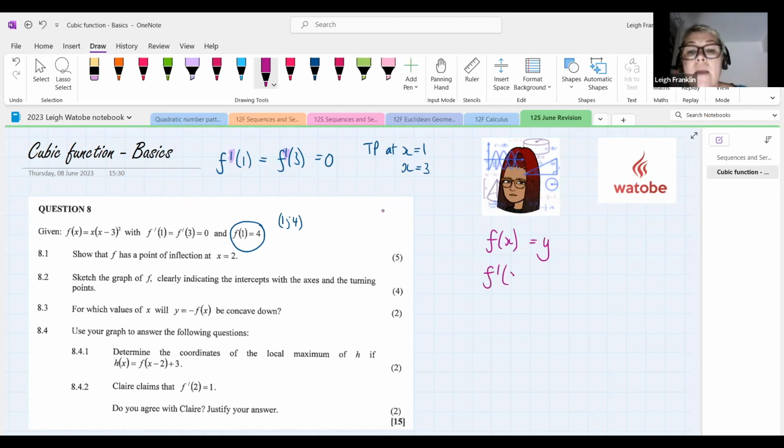Pinga and everybody else, f of x is the y output. F prime x is gradient. F prime prime x is concavity. Okay, so be very, very careful.